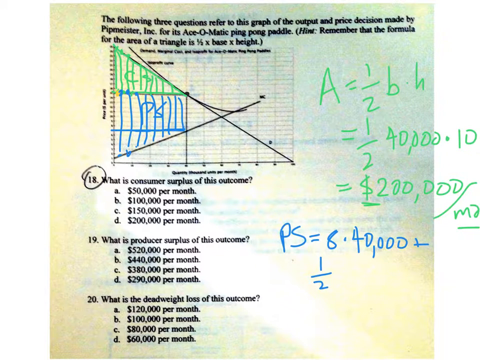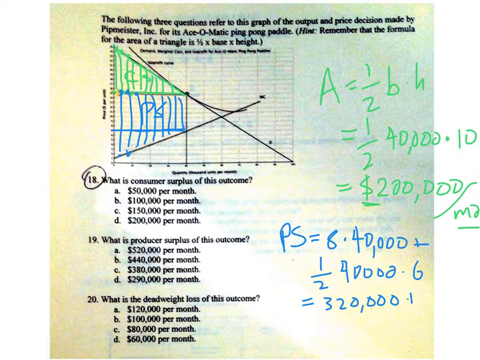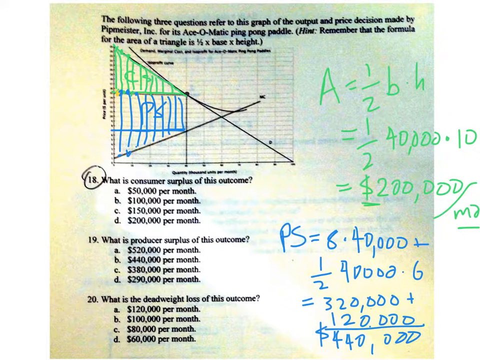1/2 times 40,000 times 6. And that works out to be 320,000 plus 120,000. 1/2 times 40,000 is 20,000, times 6 is 120,000. And in total, that's $440,000 per month. And that's the answer to the first one, it's D.